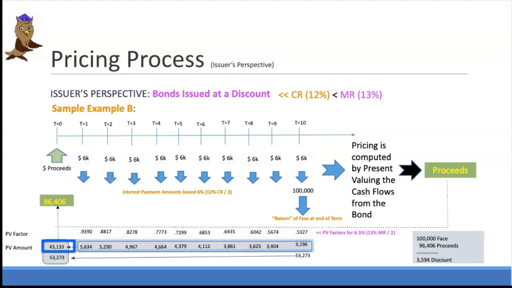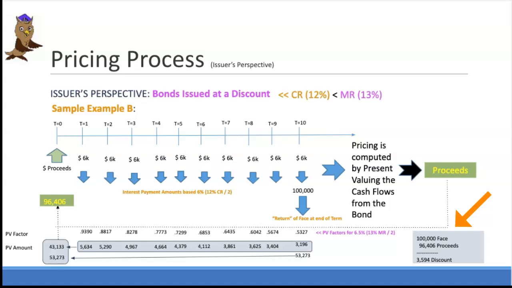Summing up the PV of the interest payments results in a total PV of $43,133. The PV of the face from t equals 10 back to t equals 0 at 6.5% is $53,273. Summing up the PV from the interest payments plus the PV from the face gives us a total PV of $96,406. This time there is a difference.